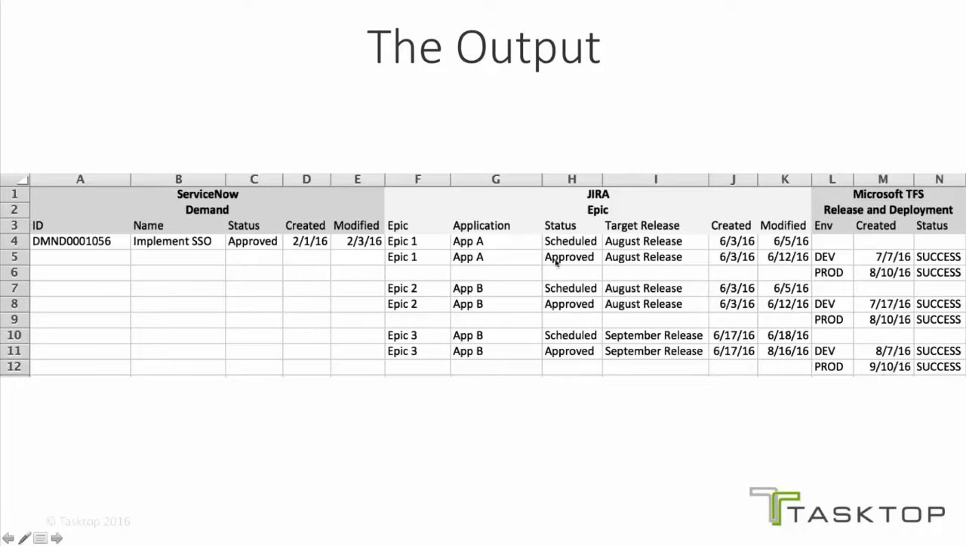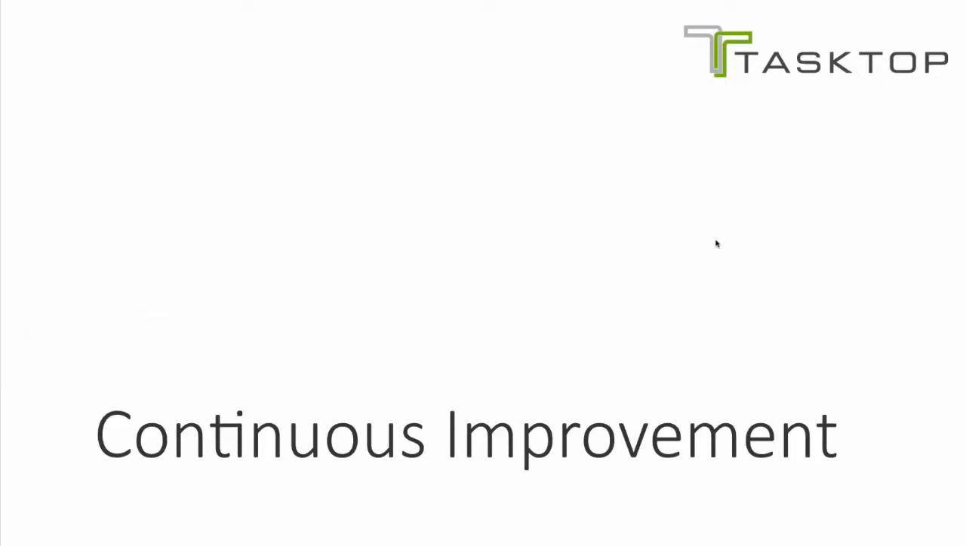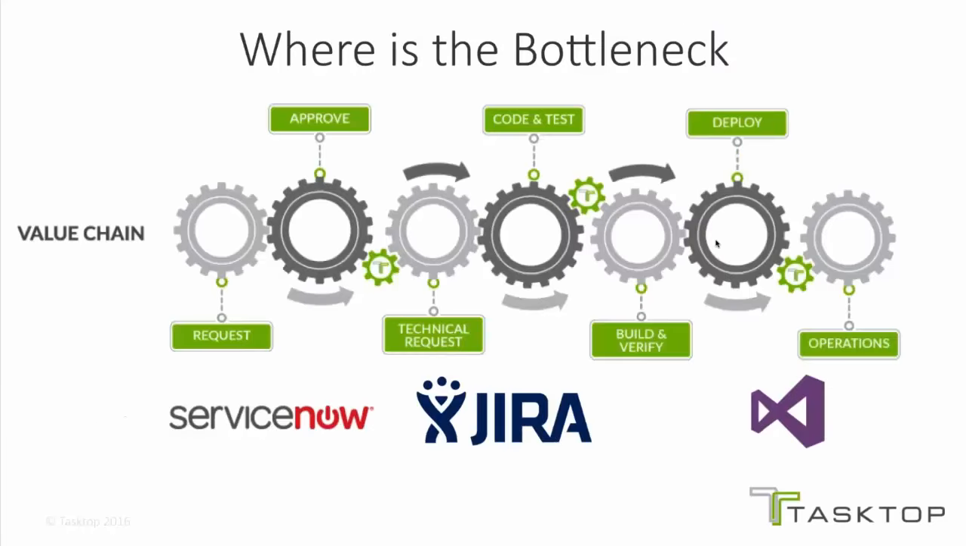But we can start to look in here and see this was approved as a demand on February 3rd, but we didn't actually start creating epics in JIRA until June 3rd. So there's 4 months that passed where nothing appears to be happening. What's the delay? Why does it take so long for us to get from approved work to actually starting on that work? And so that's where the continuous improvement aspect of this comes into play.